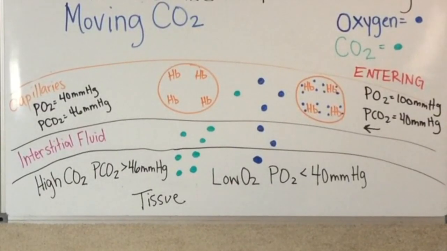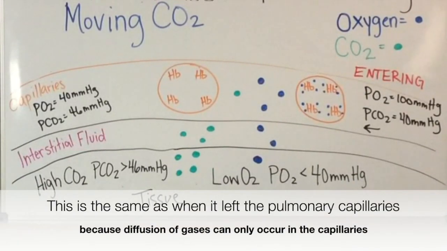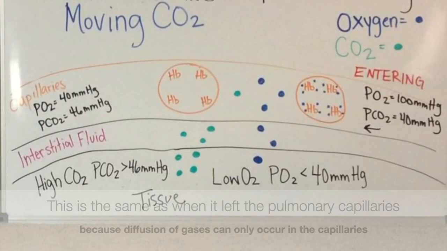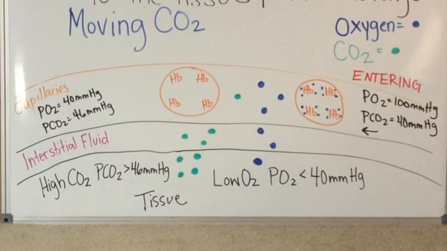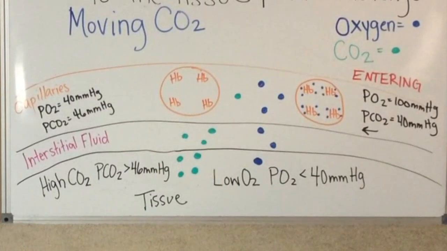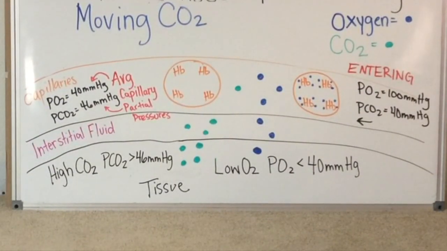As the blood enters the capillaries, it has a partial pressure of oxygen of 100 millimeters of mercury and a partial pressure of carbon dioxide of 40 millimeters of mercury. The average pressure within the capillaries, however, drops to 40 millimeters of mercury partial pressure for oxygen and increases in partial pressure of carbon dioxide to 46 millimeters of mercury. The drop in the partial pressure of oxygen is going to cause the oxygen bound to the hemoglobin to diffuse off of the hemoglobin and into the plasma.